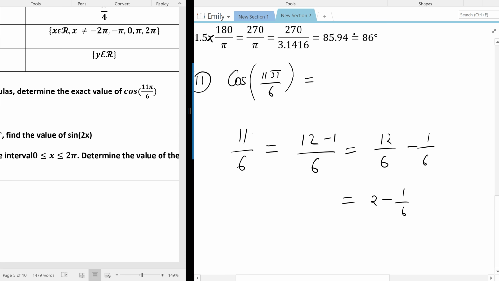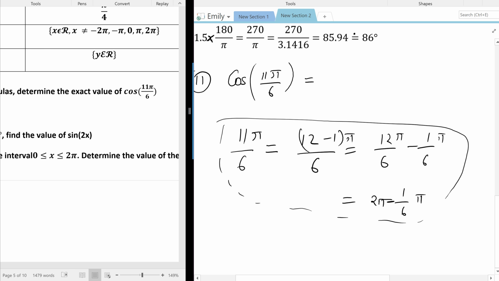So we have a pi with that, so you have pi everywhere. So we got 2 pi minus 1 over 6 pi. By using this, you can break down this number in terms of these two numbers. So 2 pi minus 1 over 6 pi, or pi over 6.